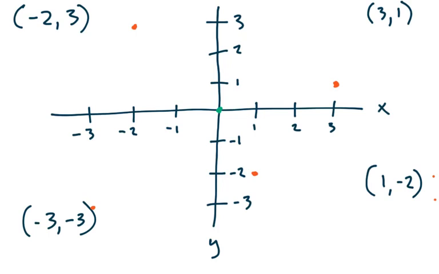So that is a refresher on a coordinate plane. This graph is a coordinate plane. These are coordinate points or ordered pairs. This is the x part of the coordinate plane. This is the y part of the coordinate plane. And these are the x and y values. That's x, that's y, that's x, that's y.